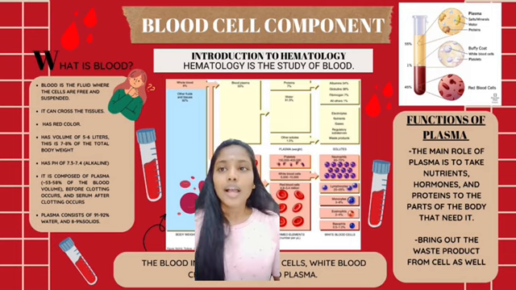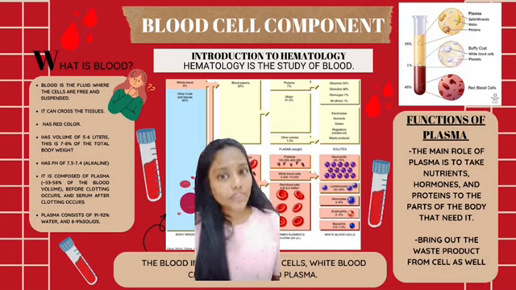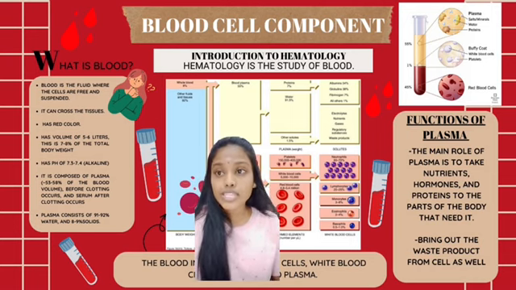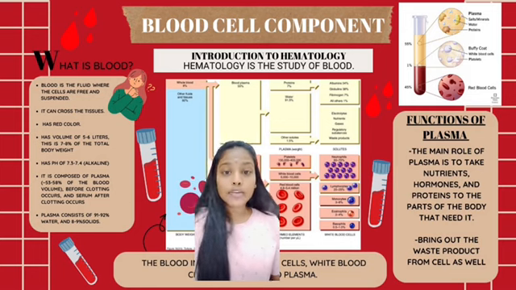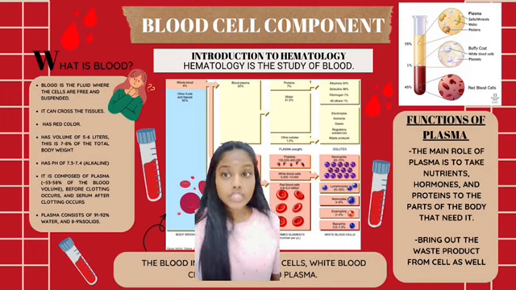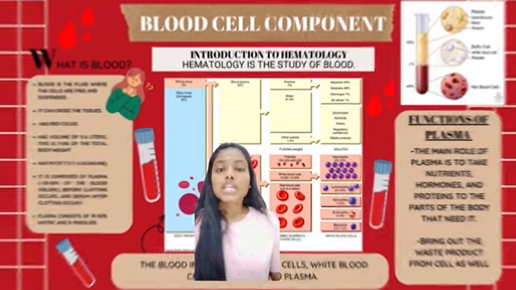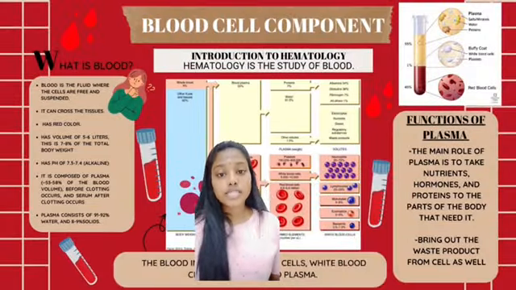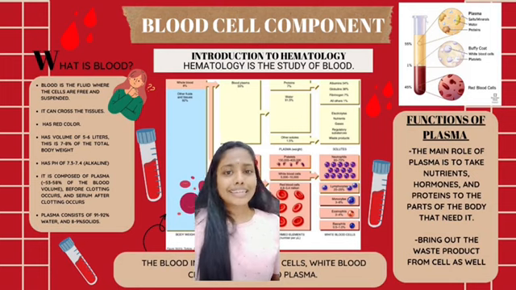So what is blood? Blood is the fluid where the cells are free and suspended. It can cross the tissues as well. And blood also has a red pigmented color, has a volume of 5 to 6 liters. This is 7 to 8% of the total body weight. So it has its own pH, which is from 7.3 to 7.4, which is slightly alkaline.